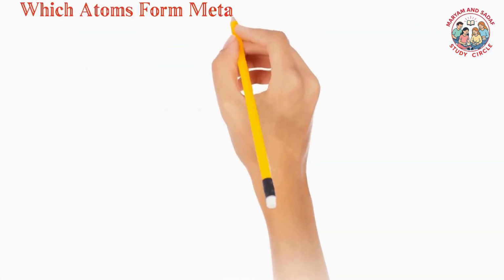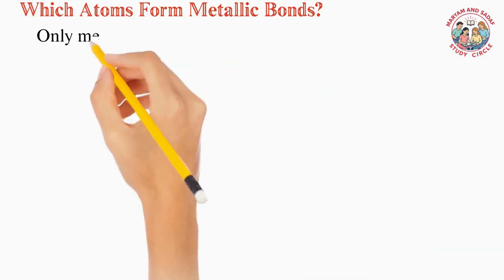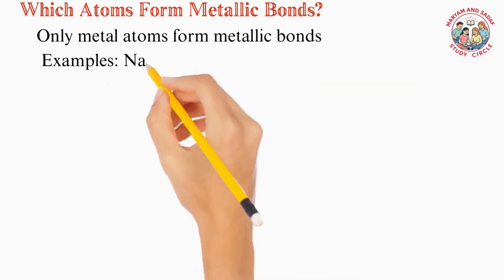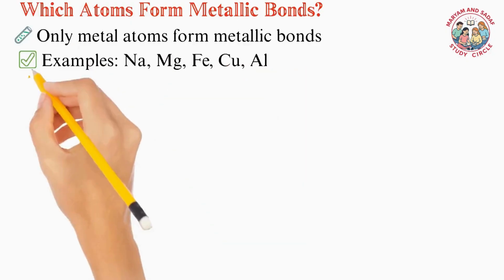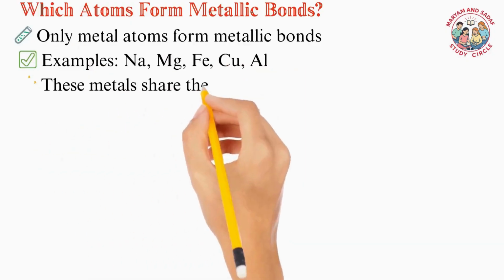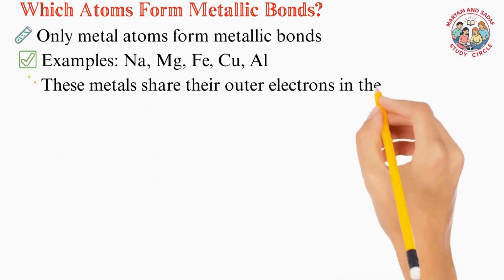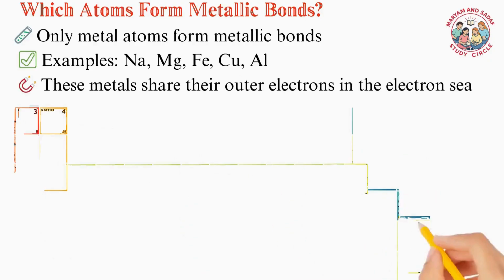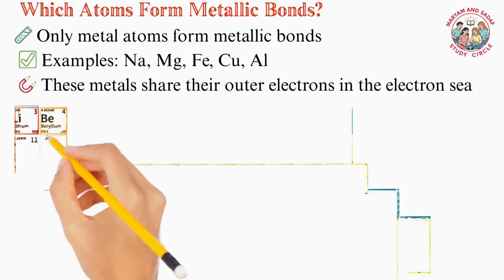Which atoms form metallic bonds? Only metal atoms form metallic bonds. Examples: sodium, magnesium, iron, copper, aluminium. These metals share their outer electrons in the electron sea.